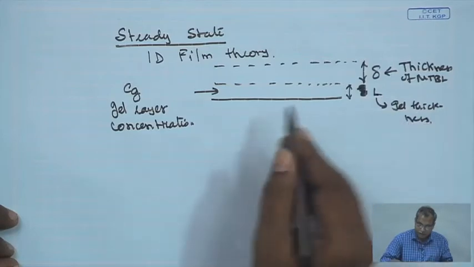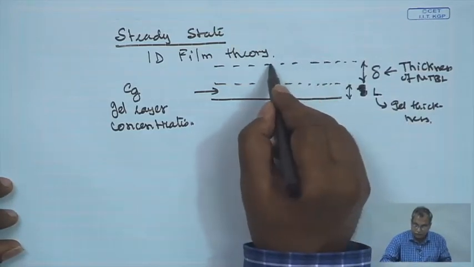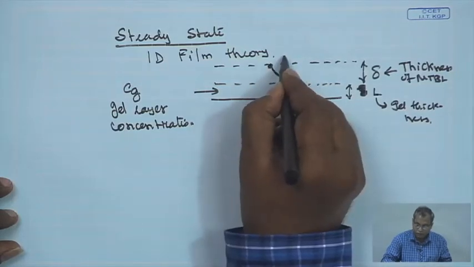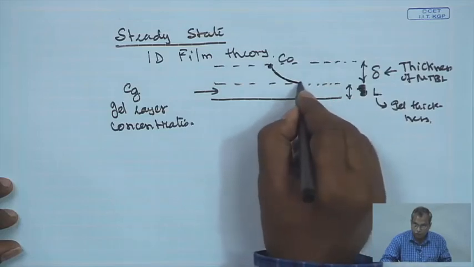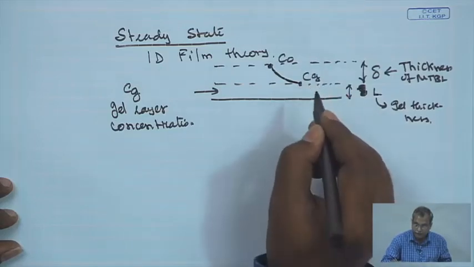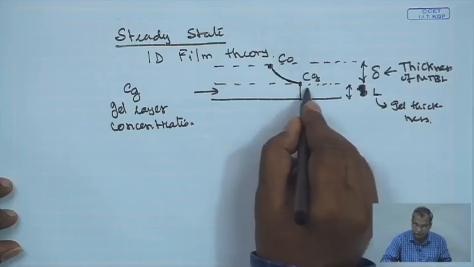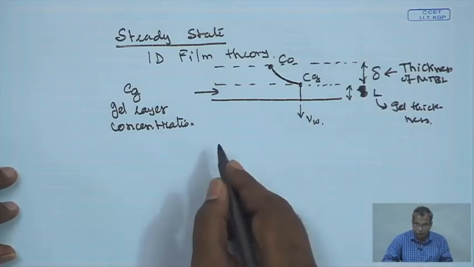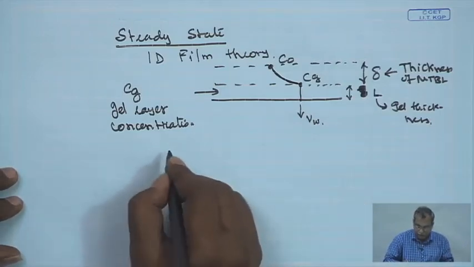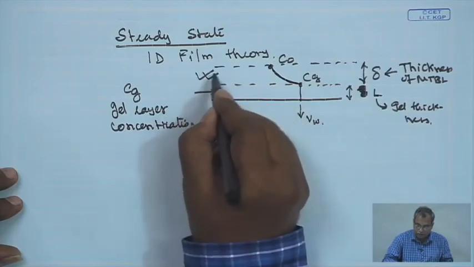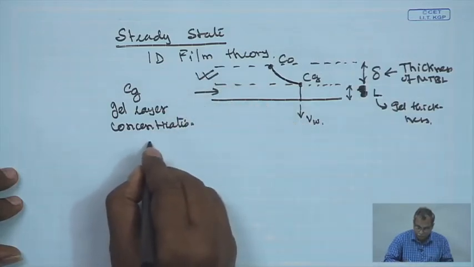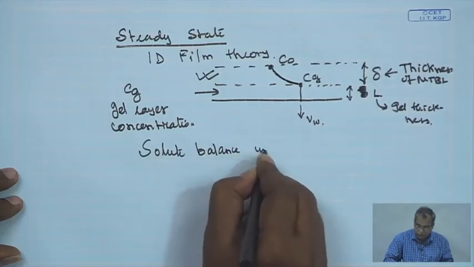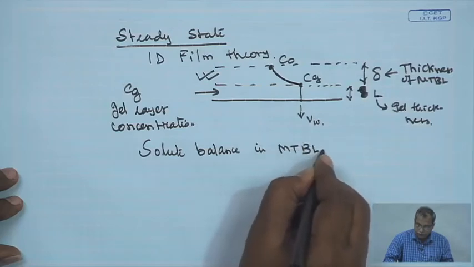and this is the gel thickness. We assume that the solute suffers a concentration gradient, or polarization, from the bulk concentration C naught to the gel solution interface, that is the gel concentration, and then the concentration remains the same within the gel layer, and then you get the permeate flux. Now, at the steady state we can write down the solute balance within this mass transfer boundary layer.